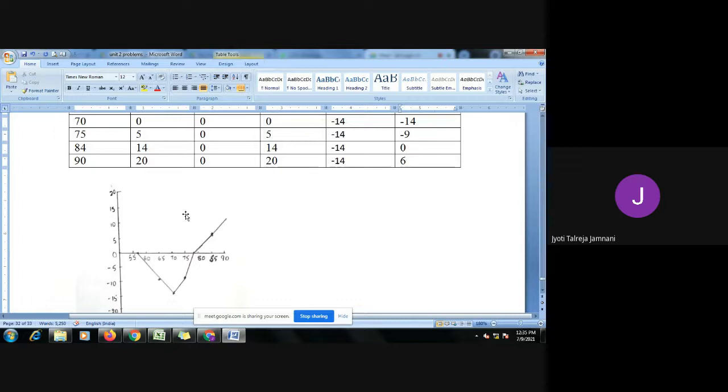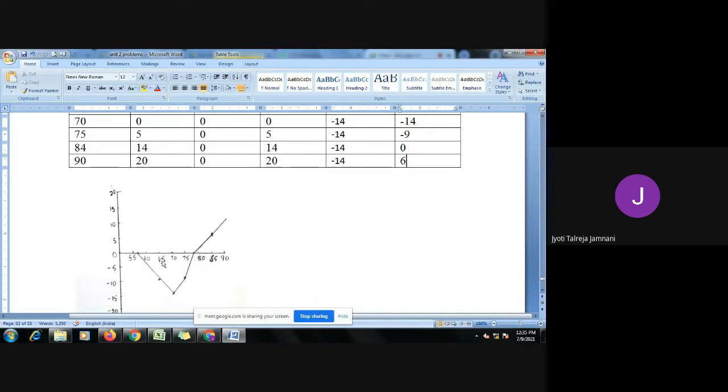Again, we have minus 9 at 75. Then at 84, we have 0. So here at 84, there should be 0. I think it has gone a little wrong. Between 80 to 85, here a dot of 0 should come. And at 90, we go to positive 6. So if you join those lines, you get a V shape, and you need not draw the wings.